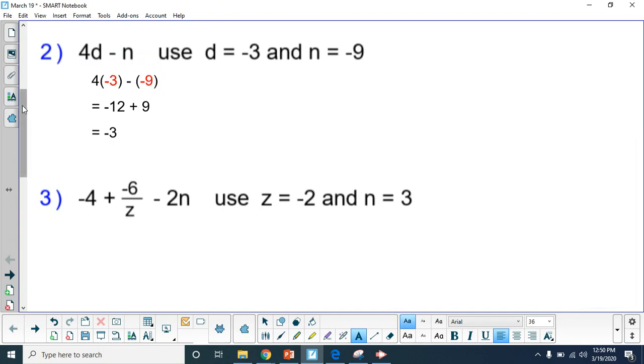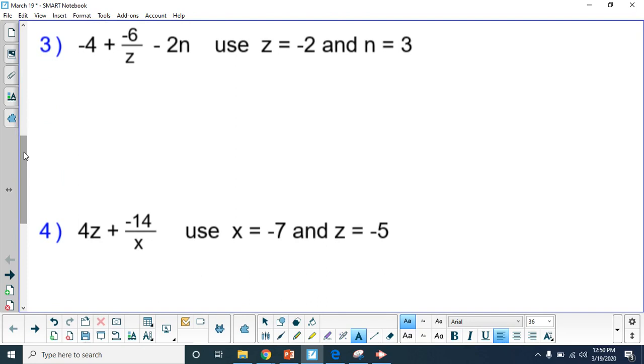All right. Let's go to question number 3. Negative 4 plus negative 6 over z subtract 2n, and use z equal to negative 2 and n equal to 3. So to start, we are going to look at the first term. There is no variable in the term, so you have to write the term over. Plus, in the next term, the variable is z, therefore you have to plug in the value of z. The numerator part is negative 6, which has no variable. The denominator part is z, which is negative 2.